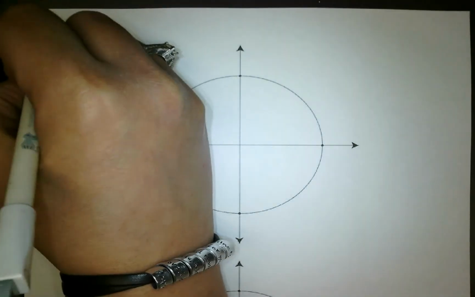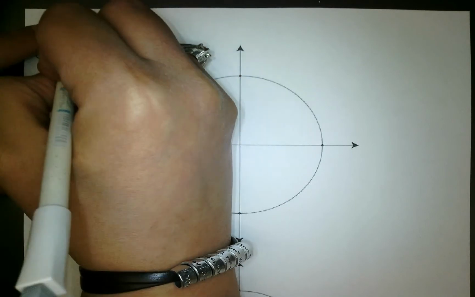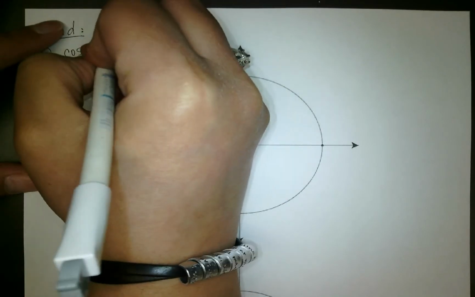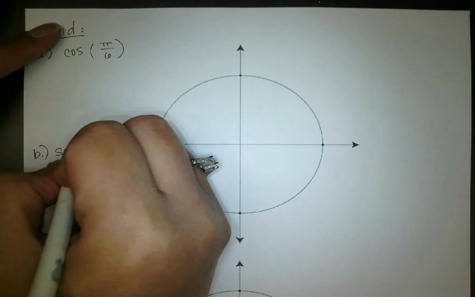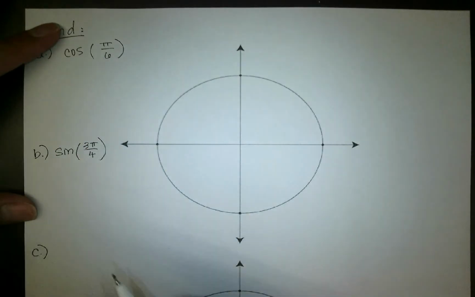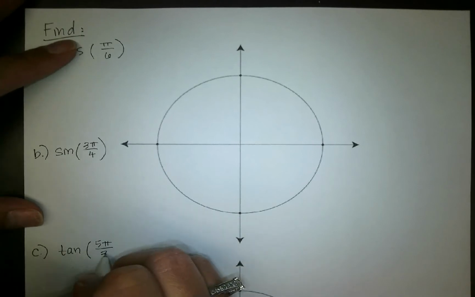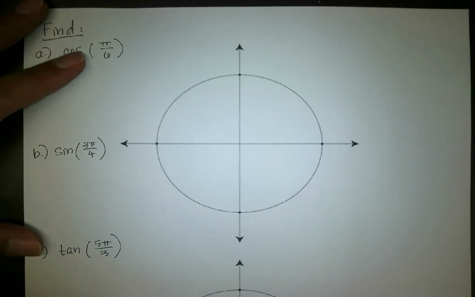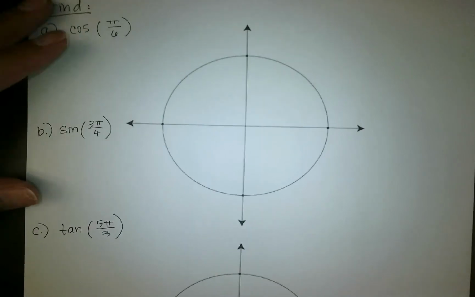All right, I'm going to write down a bunch of examples and then we'll go through them. Find a, cosine of pi over 6. Okay. B, sine of 3 pi over 4. Okay. C, tangent of 5 pi over 3. Okay. D, secant of 7 pi over 4. Don't worry, I'll move these all up and we'll go from there. Alright, we'll start with those, okay?